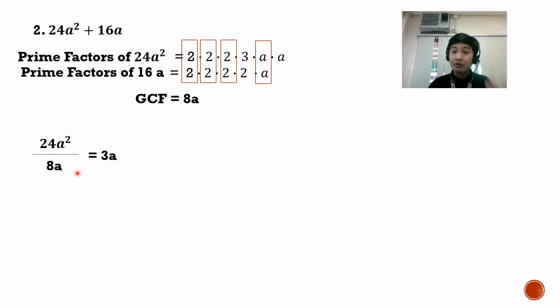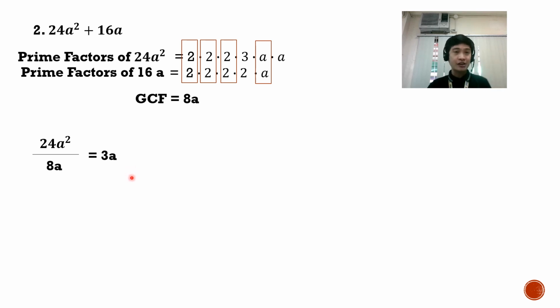How did we come up with an answer of 3a? So 24 divided by 8, that's 3. And then a squared divided by a, since same base yan, at nagdi-divide tayo, sinubtract natin ang exponent. So 2 minus 1, meron tayong isang a. Kaya ang sagot dito, nung dinivide natin si 24a squared kay 8a, ay 3a.